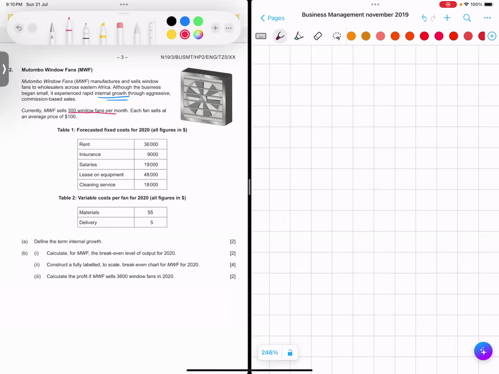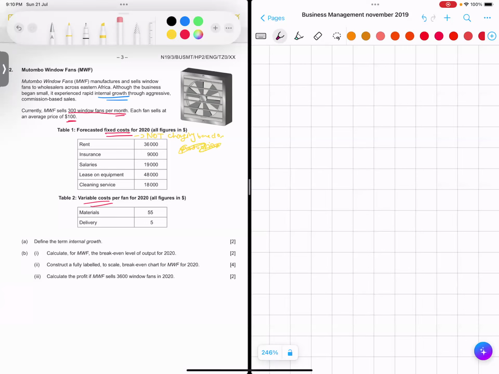Per month, so this is also important. Each fan sells at an average price of $100. And here they gave us fixed costs, very important, and then they gave us a variable cost. If you don't know what fixed costs are, they are costs that are not affected by the amount produced. We have rent, we have insurance, so they basically listed it out, but not changing based on production.